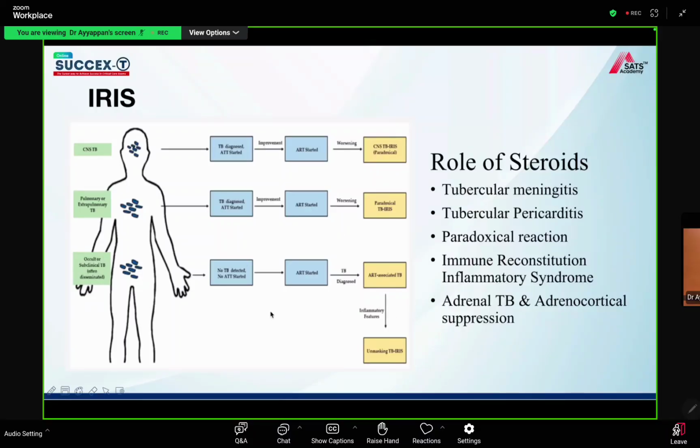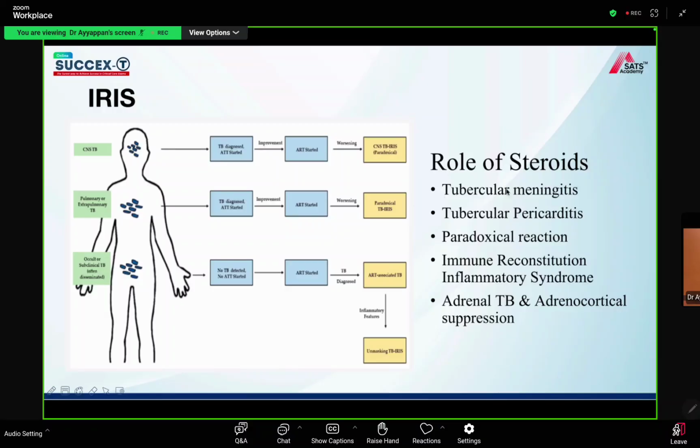And the final part is immune reconstitution inflammation syndrome, which can be either paradoxical or unmasking. Paradoxical can happen in patients who are not HIV positive also. This can happen in high bacterial load after initiation of ATT, but unmasking IRIS happens only after initiation of ART in retroviral positive patients, where occult TB starts manifesting after initiation of ART.